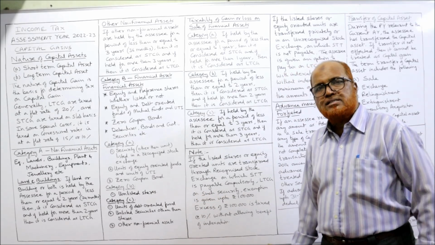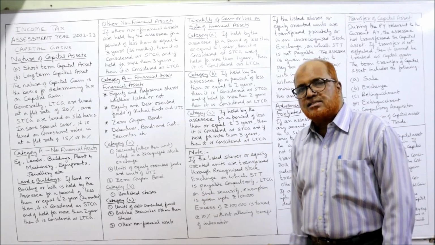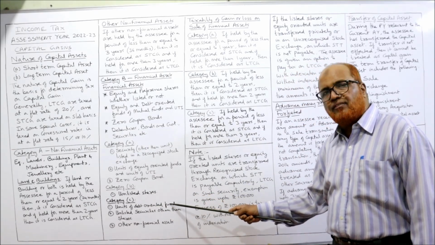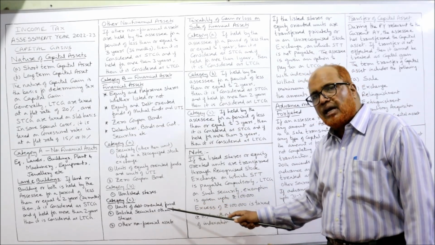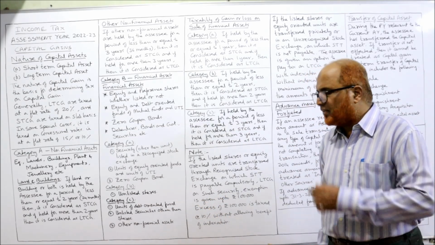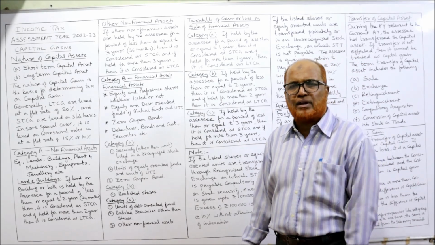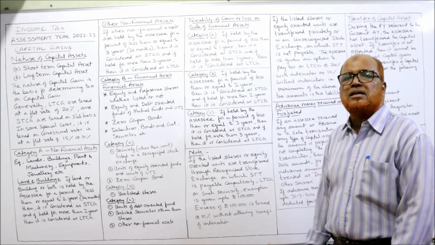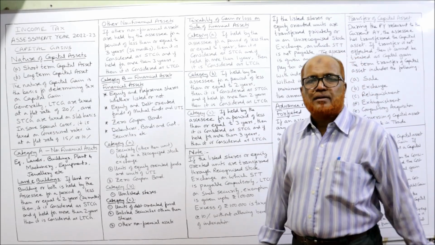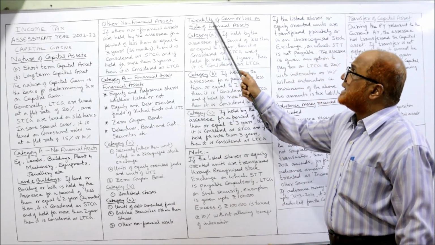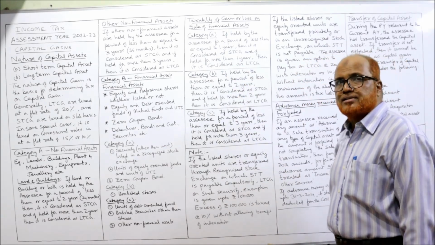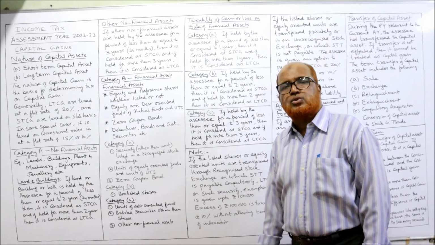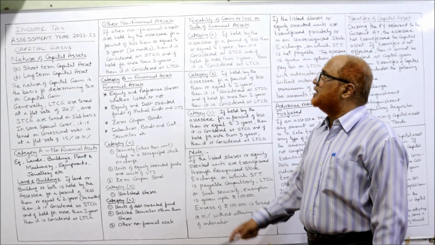Category B, unlisted shares. And category C, units of debt oriented fund, unlisted security other than shares and other non-financial assets. Any other non-financial assets will come under C category. Now what is the taxability? Taxability of gain or loss on sale of financial assets. If these financial assets are sold, then what is the taxability?